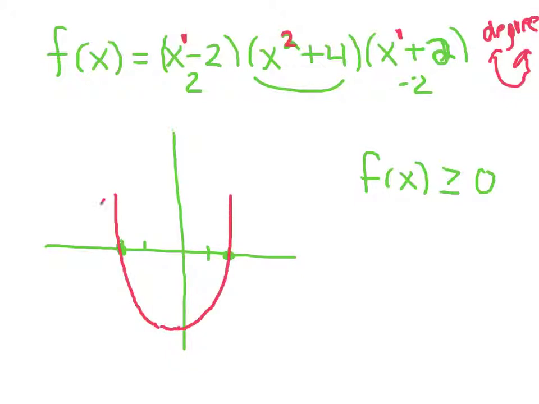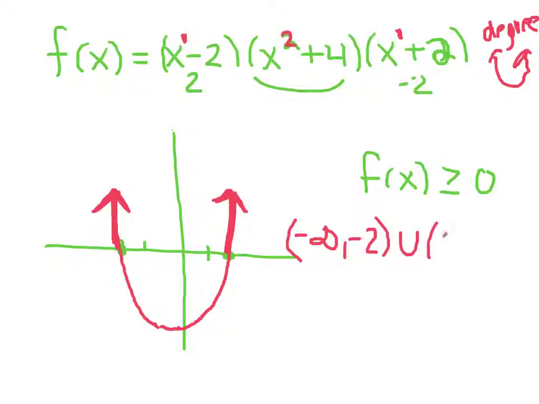And the question for this problem is, where is this graph greater than or equal to 0? This graph is greater than or equal to 0 in the two sections where it's above the x-axis. This section right here, and this section right here. So if I answer that in interval notation, it's negative infinity to negative 2 union 2 to infinity, and I said greater than or equal to, so it actually can include these numbers, so I have to make hard brackets.